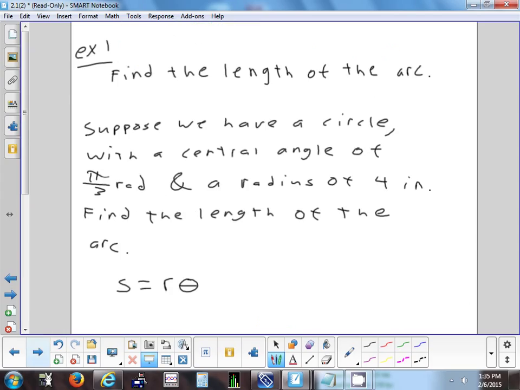Let's try an example. The first example, I wrote it out. Suppose we have a circle, and we have an angle inside of pi over 3 radians. That's my angle. The radius is 4 inches. They want us to find the length of the arc. This is the arc they're talking about. It's where the 2 rays of the angle hit the circumference of the circle. We're finding the distance between those 2 points.